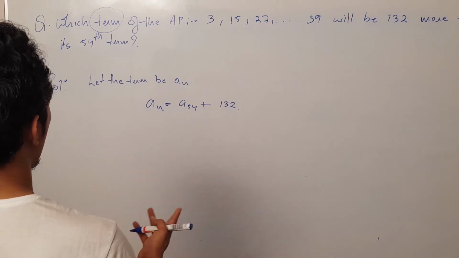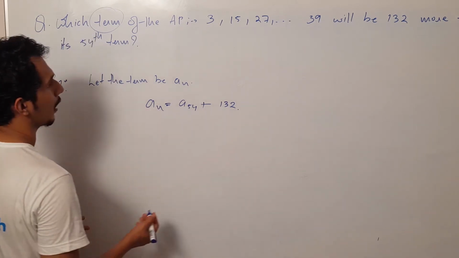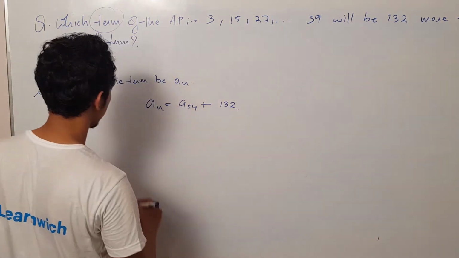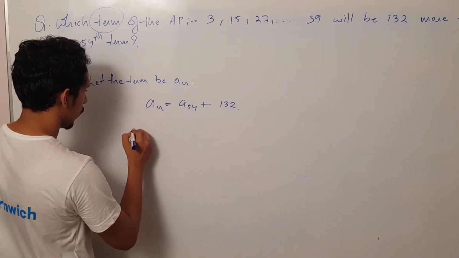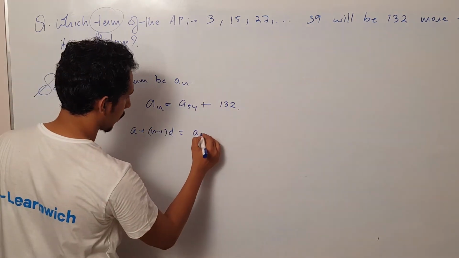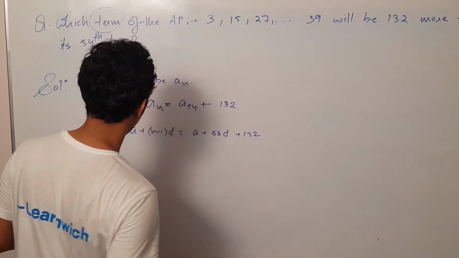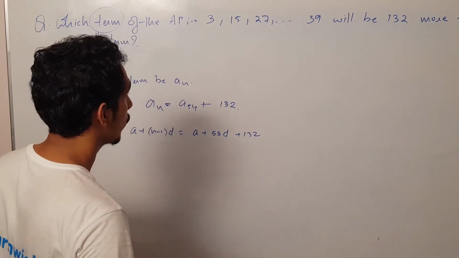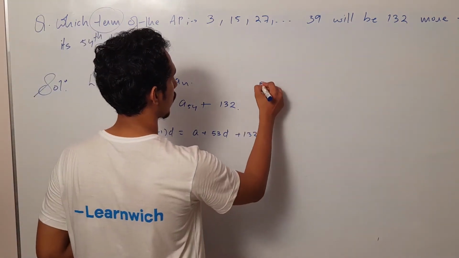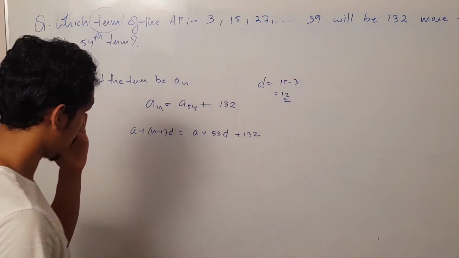So you have to find out the value for n. Let's say an is equal to a plus n minus 1 into d. And here this will be a plus 53d plus 132. So what you have to find out is d also. What is d? What all do you have? You have a, you do not have d. You have to find out n. So d is equal to 15 minus 3. The answer is 12. That's easy to find out.